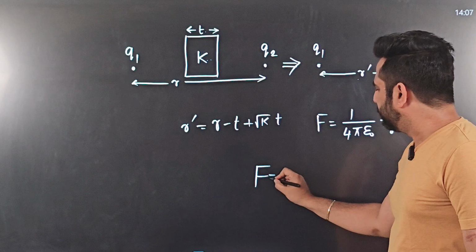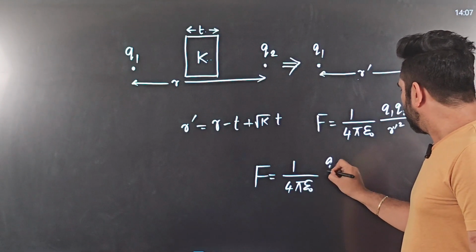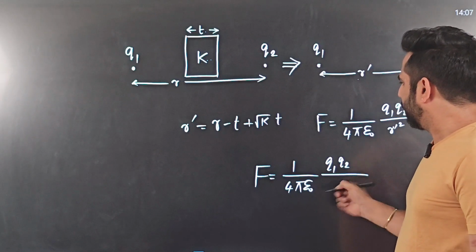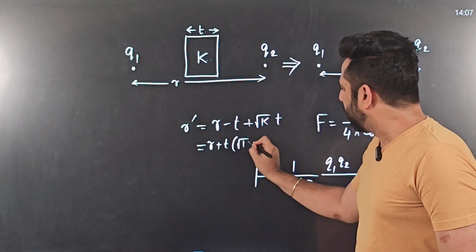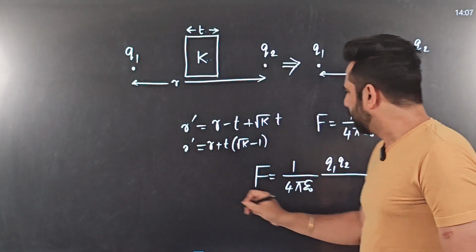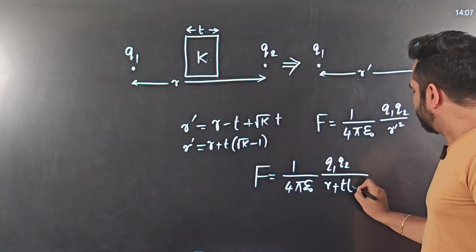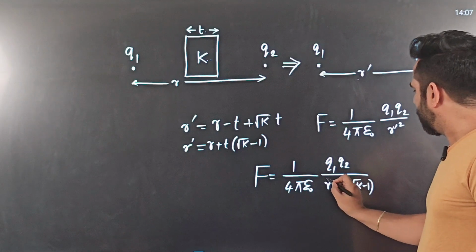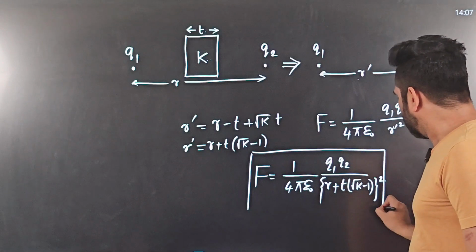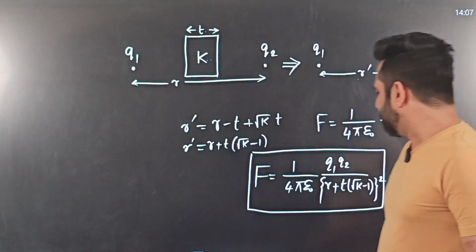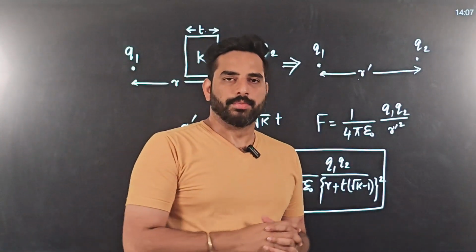The force of interaction between them is 1 by 4 pi epsilon naught Q1 Q2 by, so r dash is r plus t times root k minus 1. So I'll write this here, r plus t times under root k minus 1 whole square. That's all. This is the force of interaction between two charges when a dielectric slab is inserted between the charges.